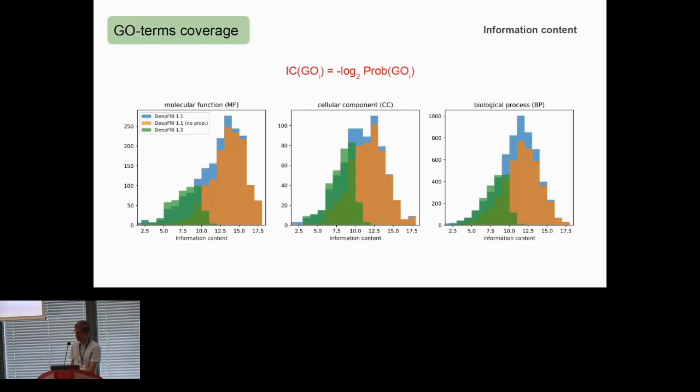And we also wanted to know how informative our GO terms are. So we computed information content, which is defined as minus log probability of having a GO term in a given reference database. And so it's not only that DeepFry 1.1 allows us to have more GO terms, but it also allows us to have more informative GO terms, as you can see on that plot for each gene ontology.